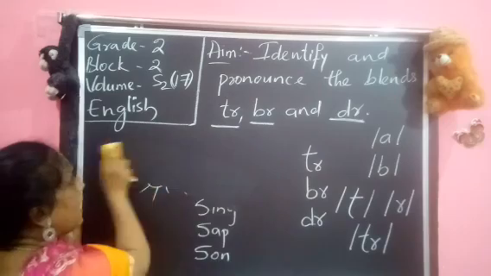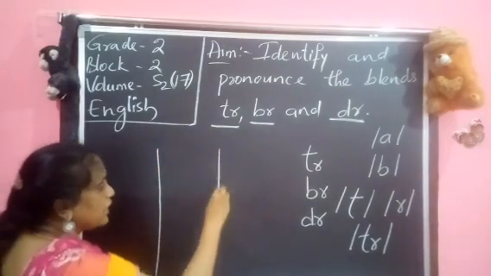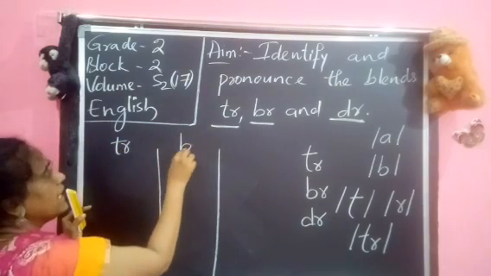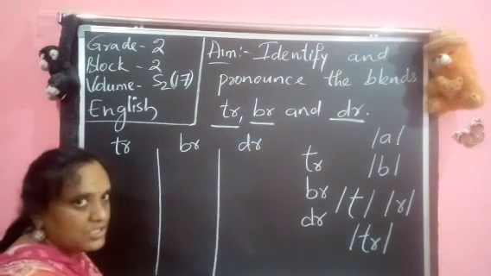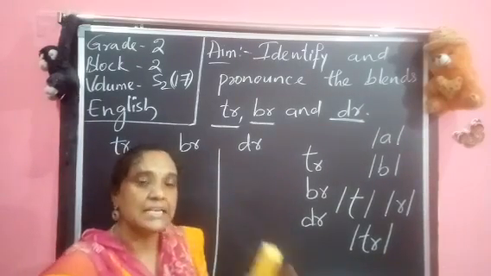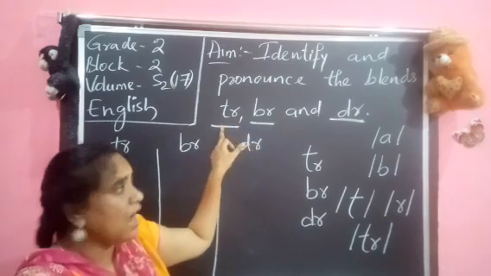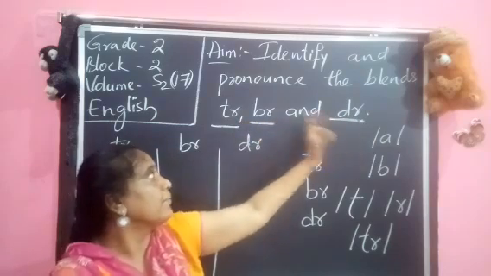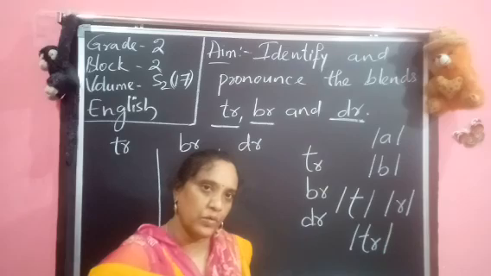So how are you going to write in your classwork? Just divide your classwork into three parts: TR letter words, BR letter words and DR letter words. Write at least 10 words in your classwork basing on them. So let us now see some words that are starting with the blends. Tra, bra, dra, all ending with R. Okay, so let us go.